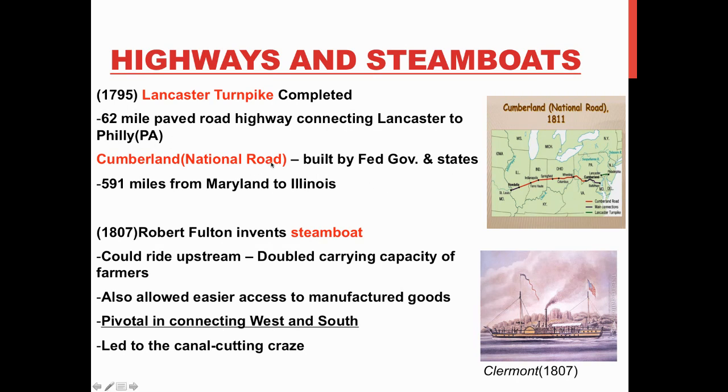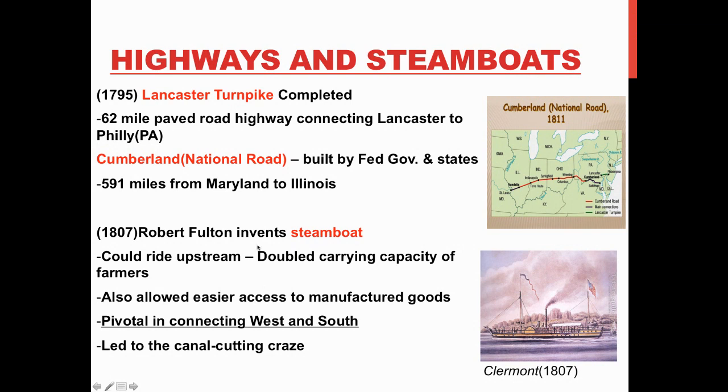The Cumberland Road, also called the National Road, which is paid for by the federal government and the states, was one of the few internal improvements that were allowed in the Monroe era, 591 miles from Maryland to Illinois. So coming across, this is one of the major ways in which transportation occurred. But more so than the roads was the invention of the steamboat, which creates the canal-cutting craze.